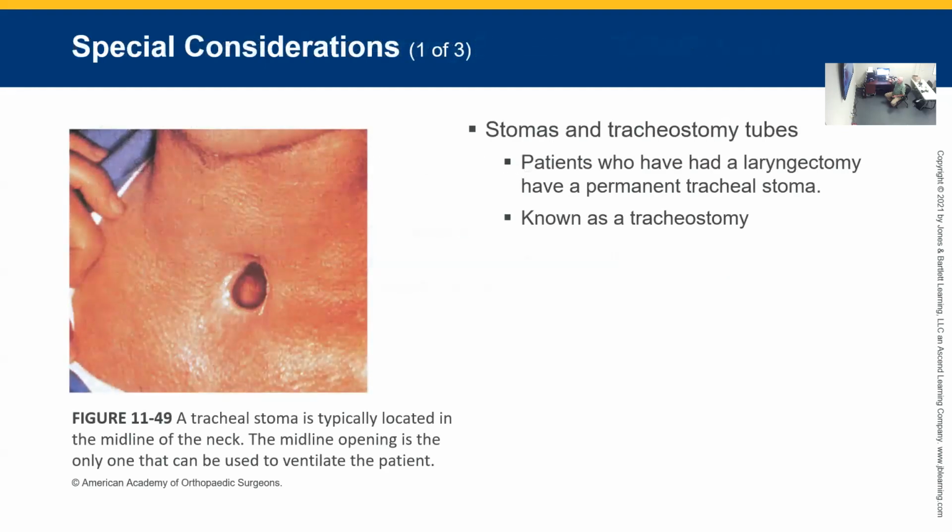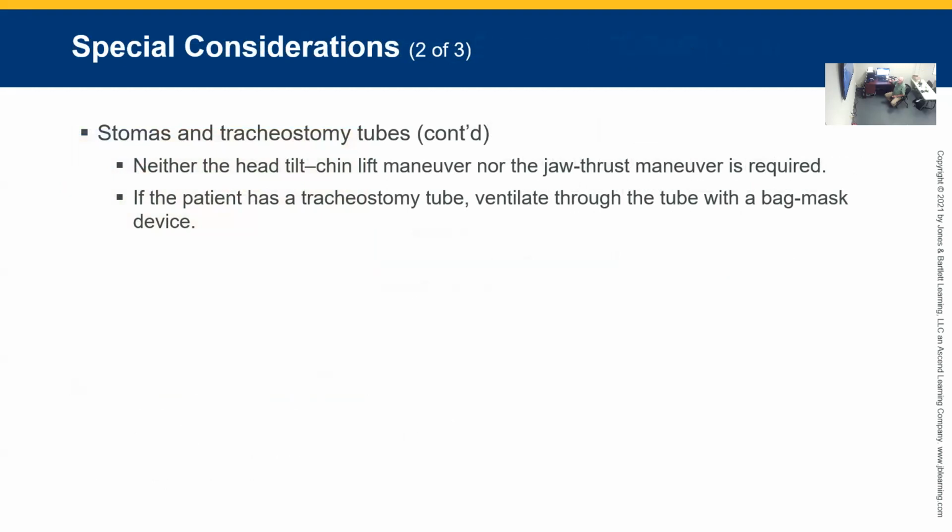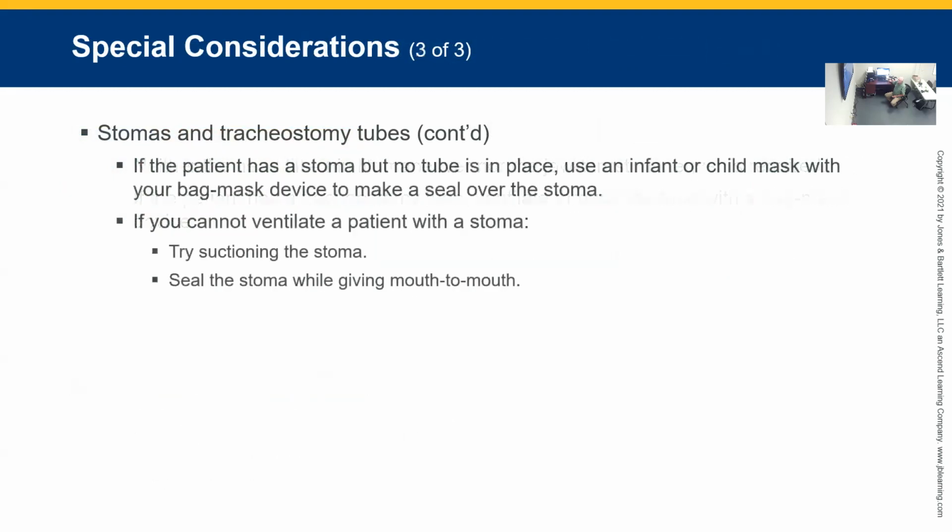Anyway, here's a stoma in the neck, and you'll see these sometimes with patients, known as a tracheostomy. If they have a tracheostomy and you need to ventilate the patient, they're not breathing, take a small mask, like from the BVM for the baby, and it actually will fit directly over the hole, and you can mash down and then ventilate with your bag valve mask. It works very well.